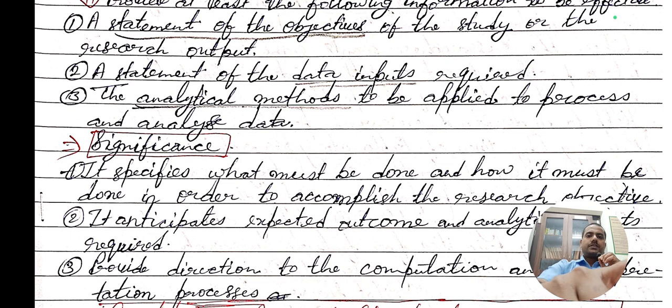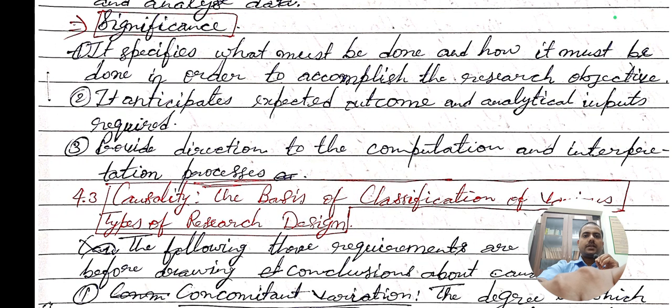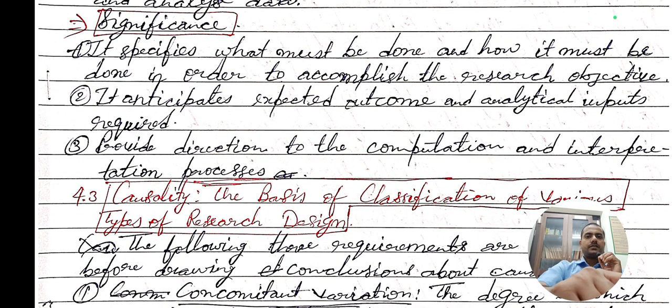Significance of research design. First, it specifies what must be done and how it must be done in order to accomplish the research objectives. Second, it anticipates the expected outcome and analytical inputs required. Third, it provides direction to the computation and interpretation process.